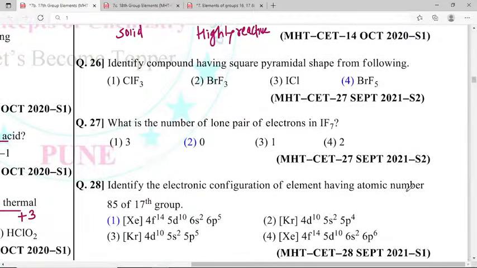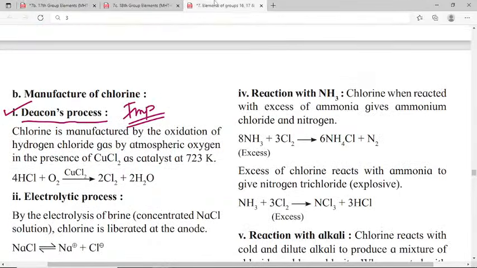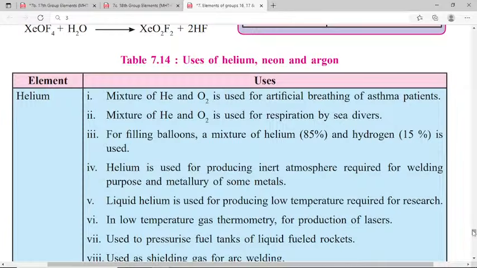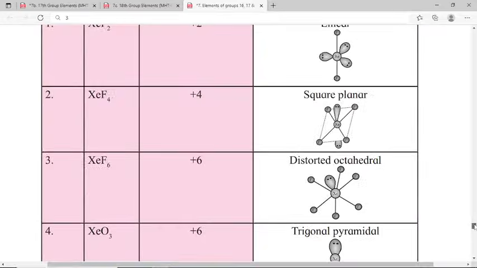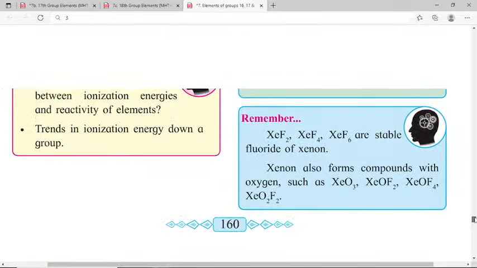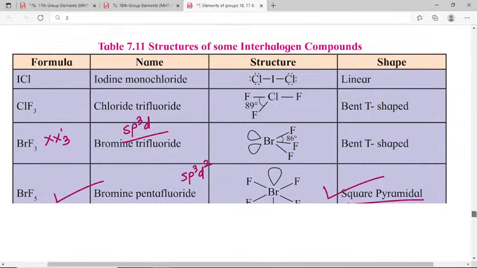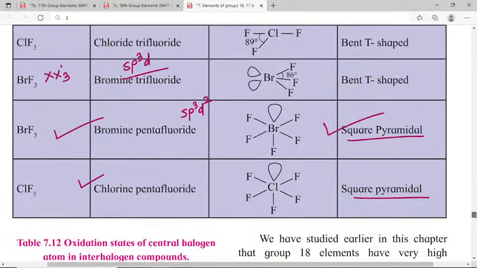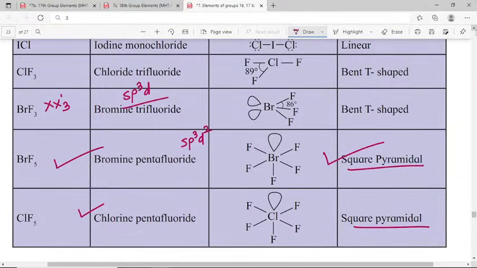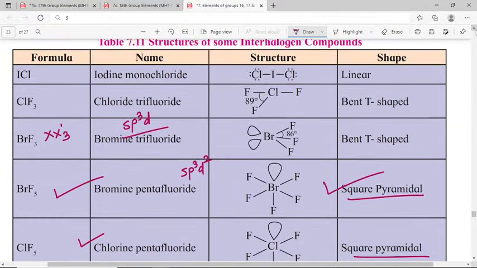Identify the compound having square pyramidal shape. Same question, square pyramidal. BrF5. Same question, BrF5.